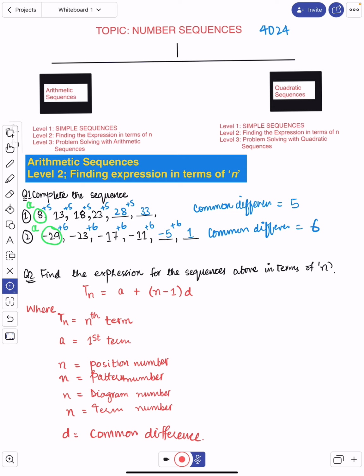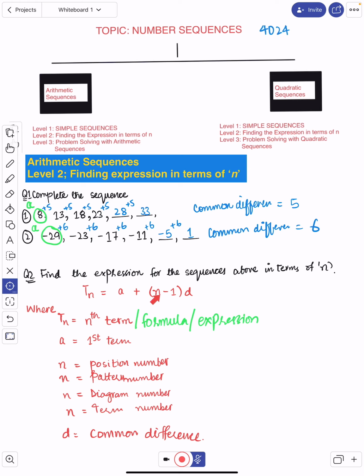What you have to use to make the expressions for these sequences is one formula that reads Tn is equals to a plus n minus 1 times d. Your Tn is standing for nth term. Nth term means general term, or you can say formula, or you can say simply expression. So Tn is standing for expression. Your first term is called a.